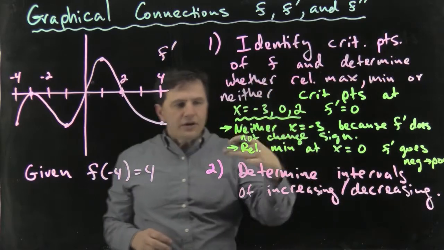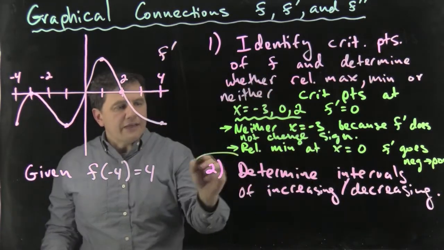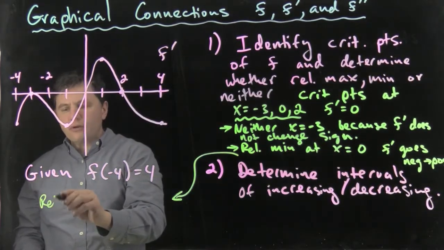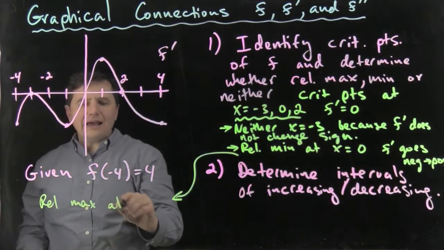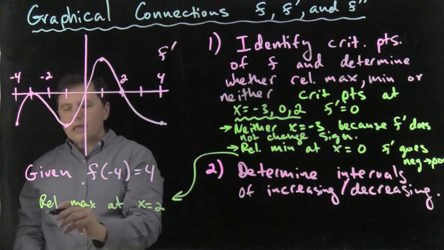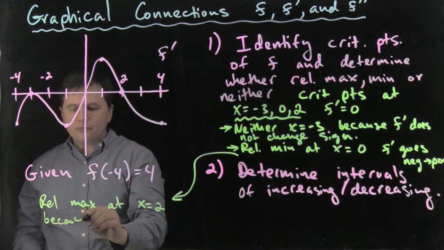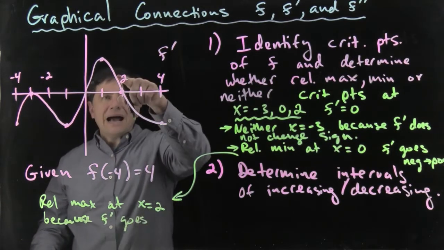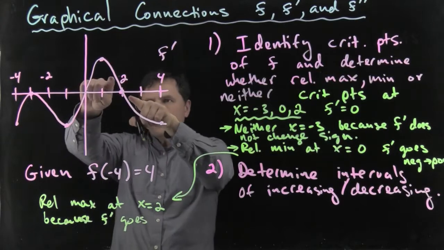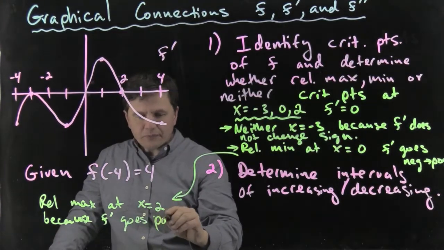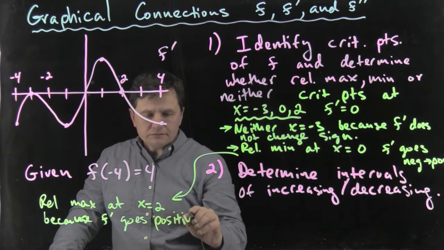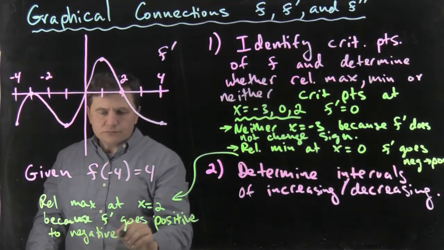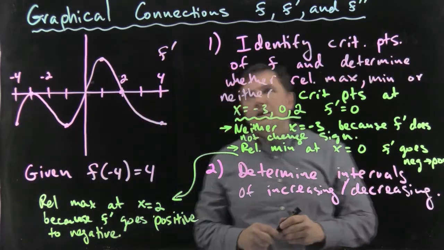Okay, forgive me for this cramped space over here. And then finally, let's do this one over here. We will have a relative max at x equals 2, and that is because f prime goes positive to negative. Positive because above, to negative below. Okay, so that is the end of question 1.